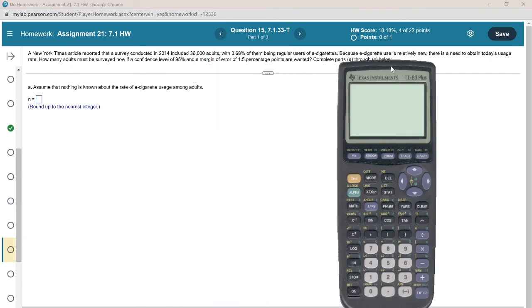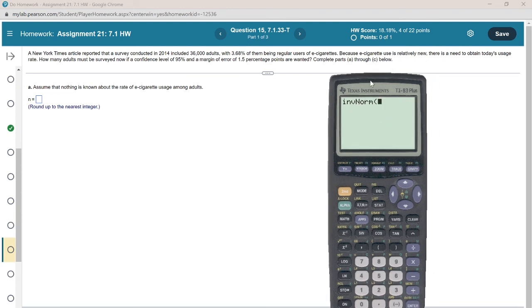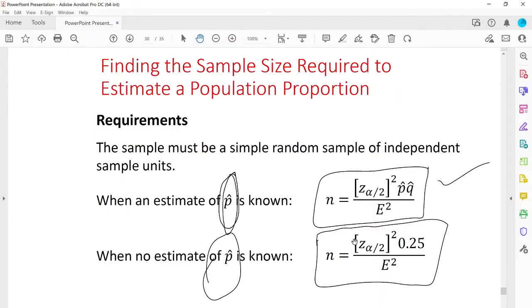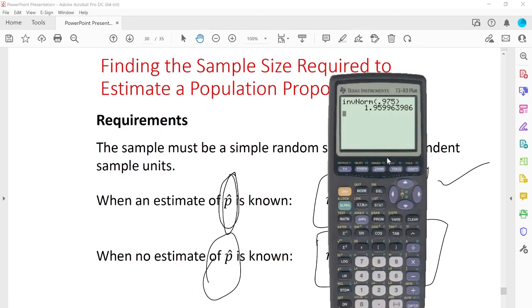For finding the z alpha over 2, you can go here. You can use second VARS, which gives us distribution, and number 3, inverse normal. We need to find the z alpha over 2 such that the area under the curve to the left of that z value would be 97.5%, 0.975. And the z score is 1.9599. This formula says to use the second one, because no estimation is known. So you square it and divide it by e square.